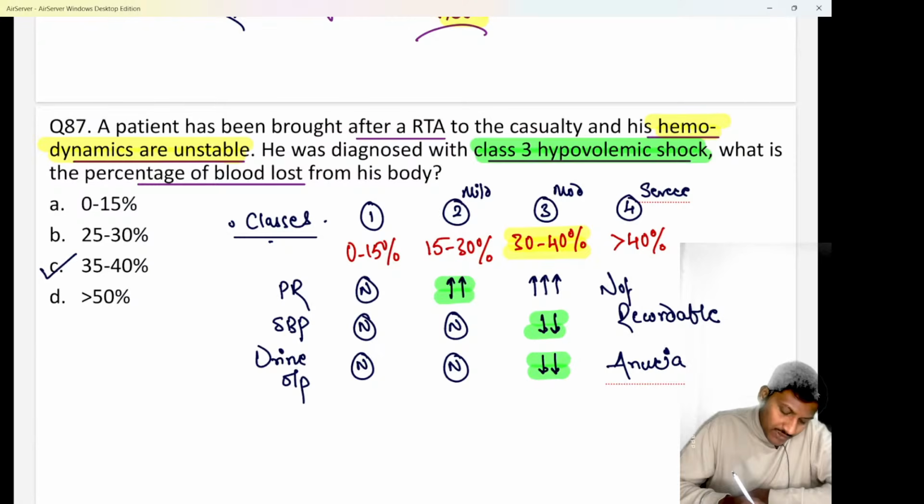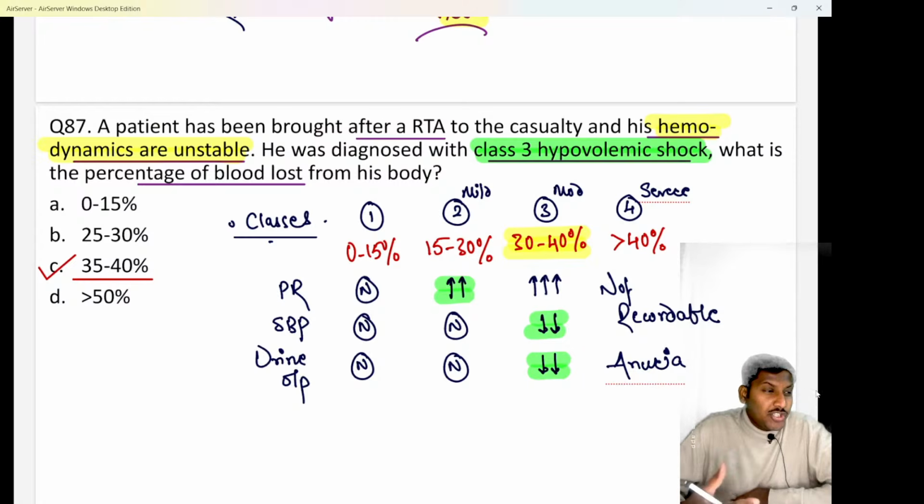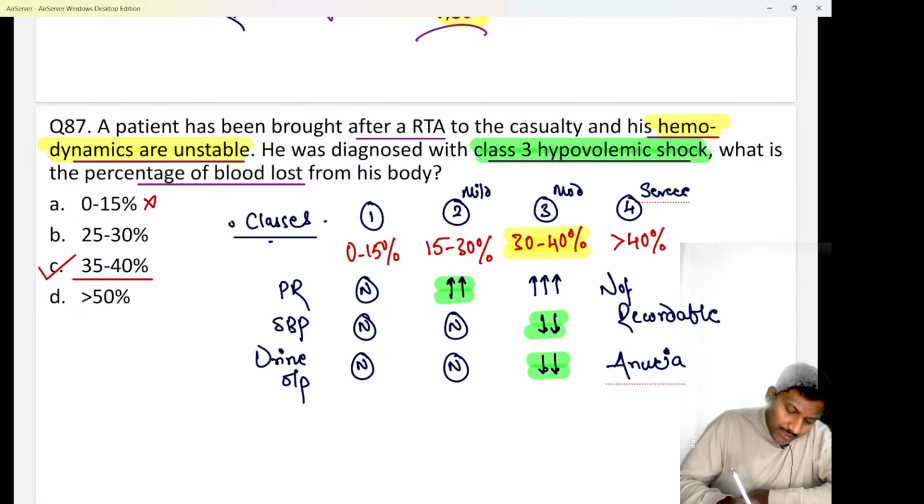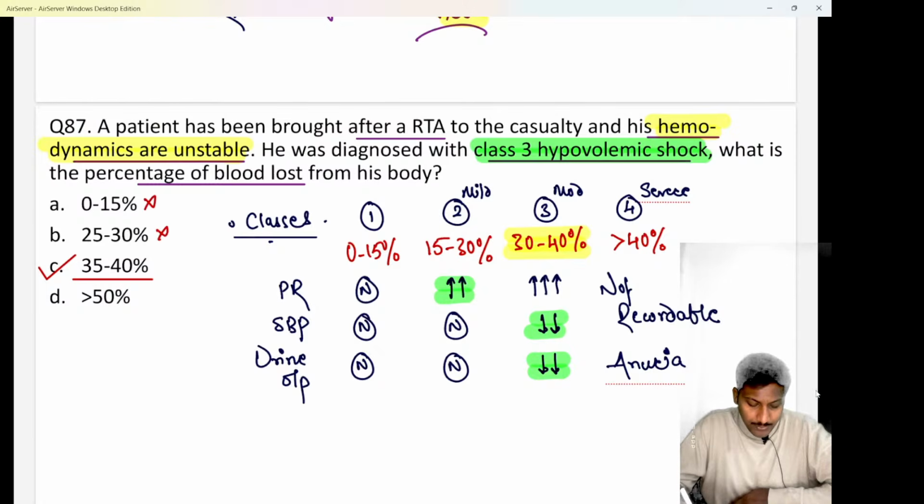The closest option which is there is option C, that is 35 to 40%. So remember, in the examination at times you will not have the exact same value. You have to find the closest answer possible. So 0 to 15% is class 1, 25 to 30% is basically class 2, 35 to 40% can be included in class 3, more than 50% would be class 4 obviously.